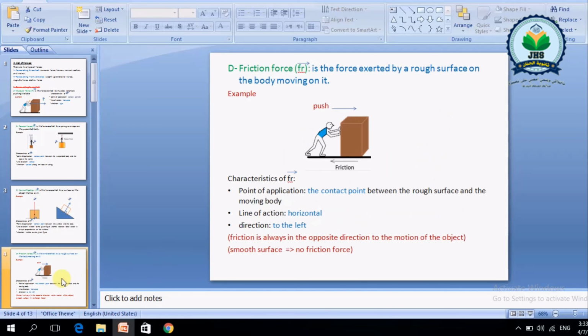Now the fourth force, which is friction force. It's symbolized by FR vector. It's the force exerted by rough surface, as you know, on the body moving on it.